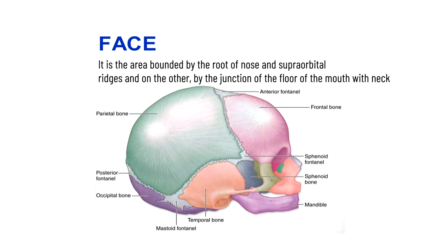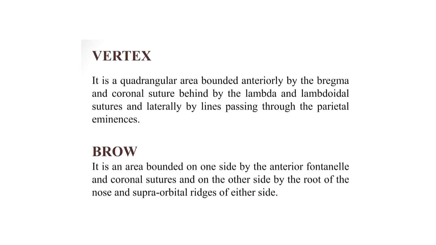Before moving to the detailed structure of fetal skull, I'll explain about the different areas of fetal skull. First one is face. It is the area bounded by the root of the nose and supraorbital ridge on one side, and on the other by the junction of the floor of the mouth with neck. Next will be the vertex. It is the quadrangular area bounded anteriorly by the bregma and coronal sutures, behind by the lambda and lambdoidal sutures, and laterally by lines passing through the parietal eminence.